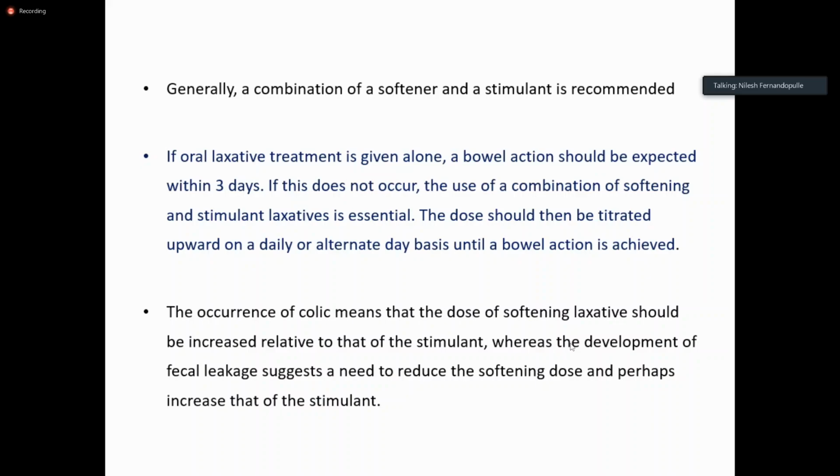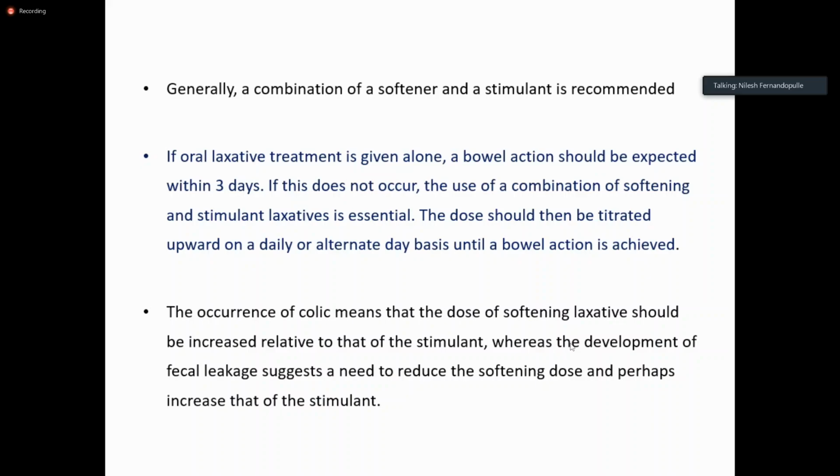The occurrence of colic means that the dose of softening laxative should be increased relative to the amount of stimulant. So if the patient has constipation with colicky abdominal pain, and you give a stimulant laxative, what is going to happen? The colics are going to be worse. So in any constipation patient, the pain is very useful. If it's a painful constipation, you need to give a softening laxative.